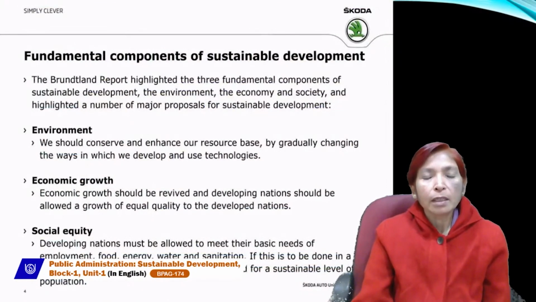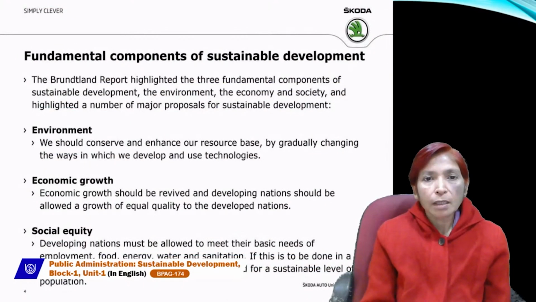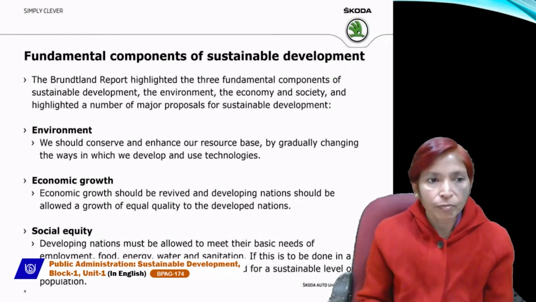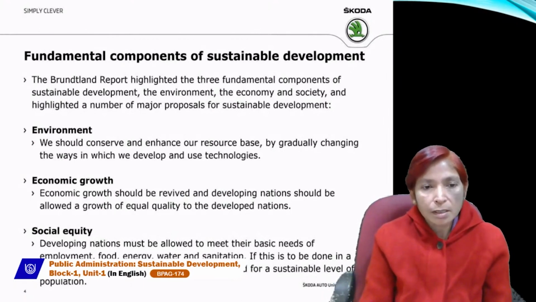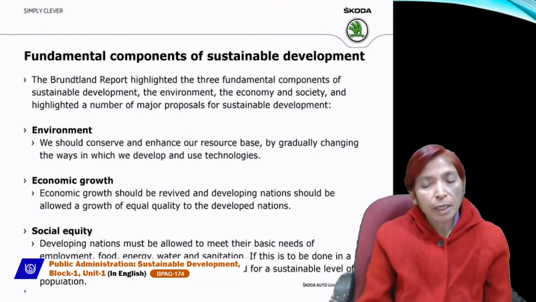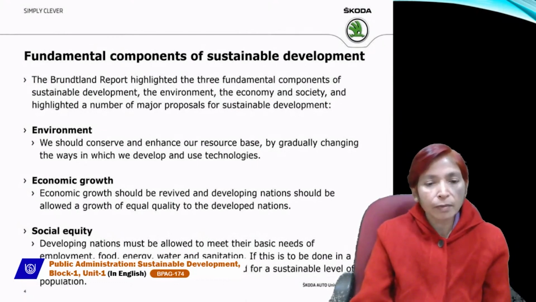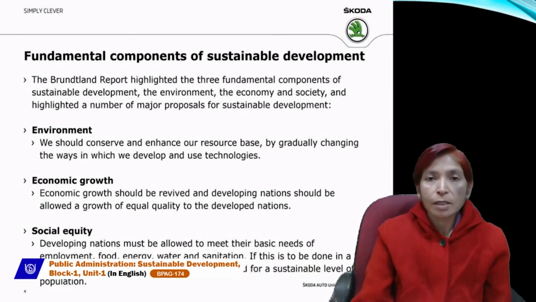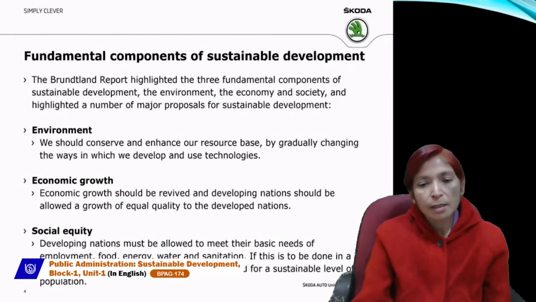Next is fundamental components of sustainable development. There are three main components of sustainable development. One is environment, second is economic growth, third is social equity. If the environment is preserved or conserved and our resource base is enhanced by gradually changing the ways in which we develop and use technologies, economic growth should be revived, and developing nations should be allowed growth of equal quality to the developed nations. Social equity means there should be equality, and developing nations must be allowed to meet their basic needs of employment, food, energy, water, sanitation. And if this is done in a sustainable manner, it will definitely lead to a sustainable level of population.